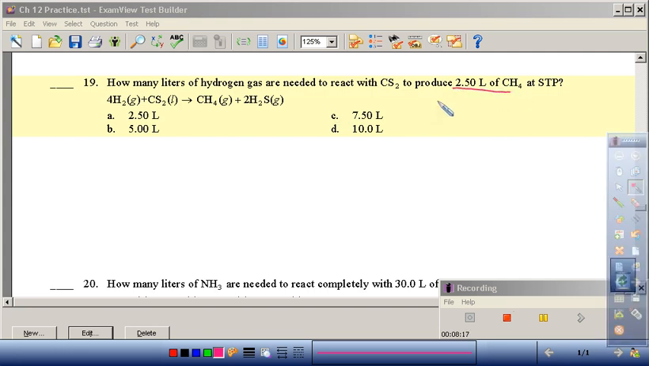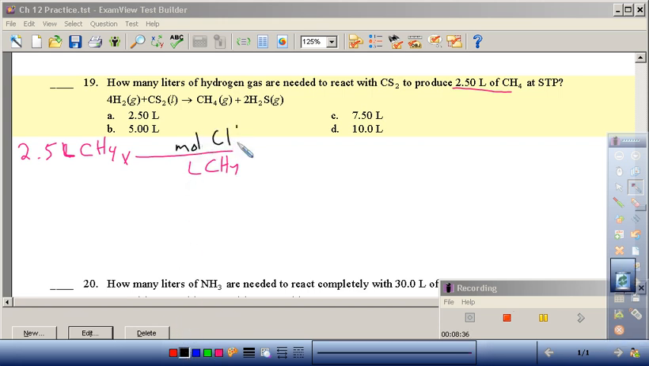Alright, on this one, my given. I don't want liters of CH4, so I'm going to put it on the bottom. Only one thing I can change liters to, and that's moles. It's always the same substance, always 1 mole, always 22.4 liters. Cross off my givens.